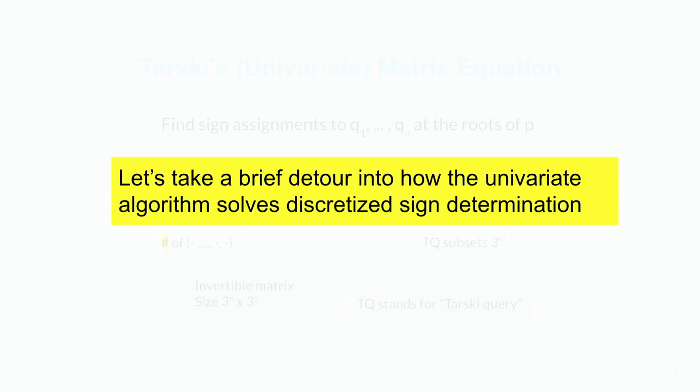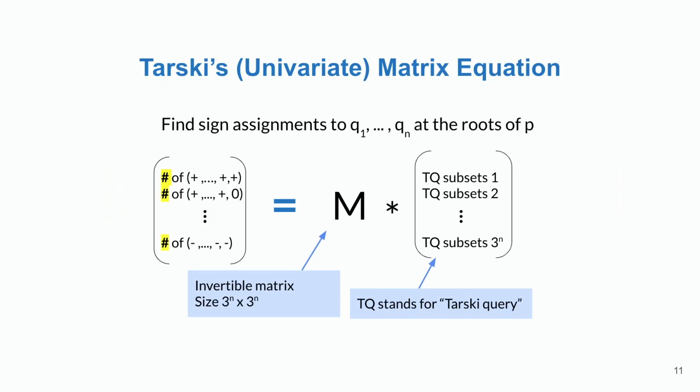And now let's dig a little into how the univariate algorithm would solve this discretized sign determination. It will do this with a matrix equation. This is how Tarski's algorithm would work. Tarski's algorithm is going to go through all potential sign assignments, and it's going to construct a matrix equation to solve for this left-hand side vector. The first entry of the left-hand side vector is storing the number of roots of p where the qi's are all positive. The second entry is looking at the number of roots of p where the first n-1 qi's are positive and the last one is 0. And it goes through all of the 3 to the n possible sign conditions.